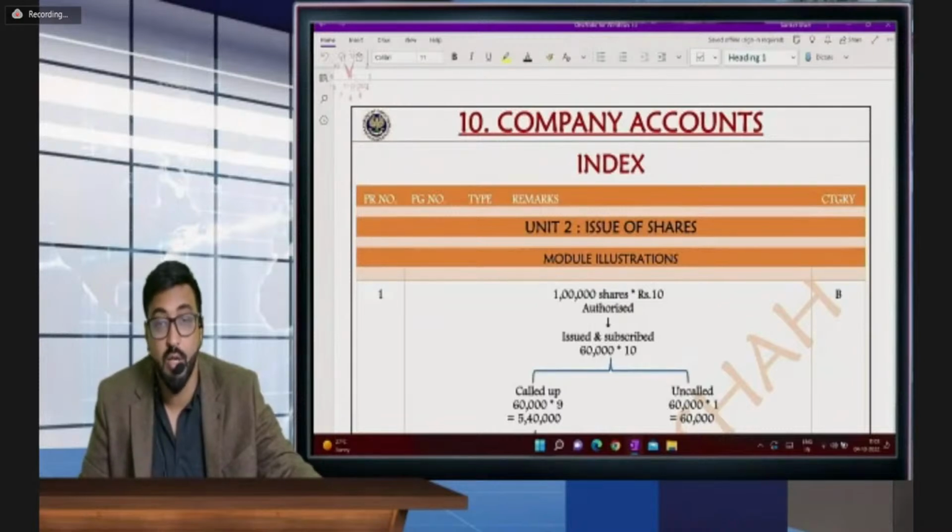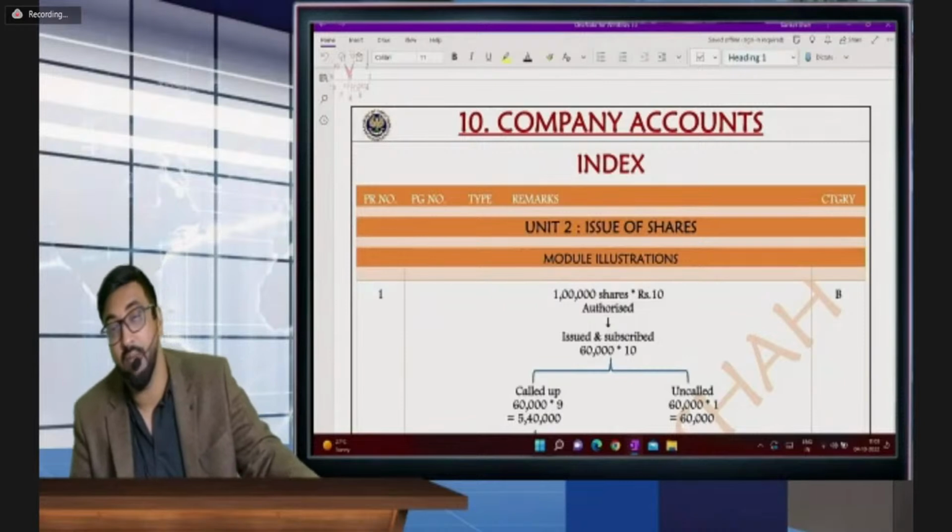After that, whatever capital called by the shareholders is called as called up capital, and paid up capital is called up capital less calls in arrears.